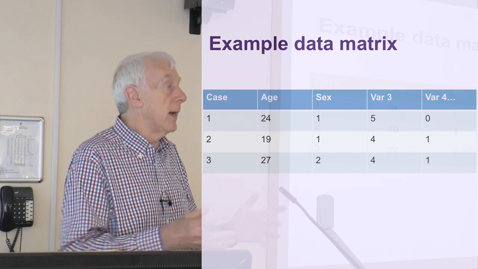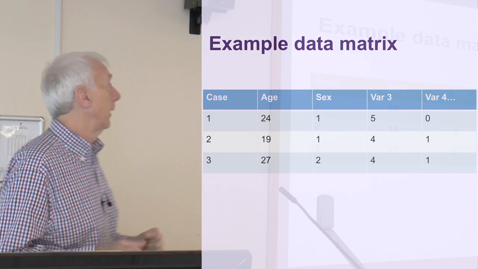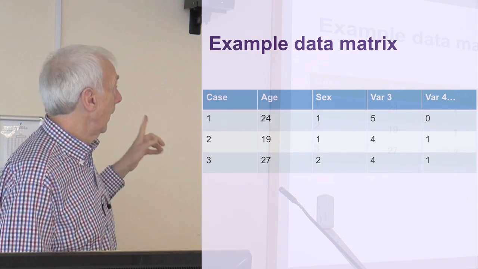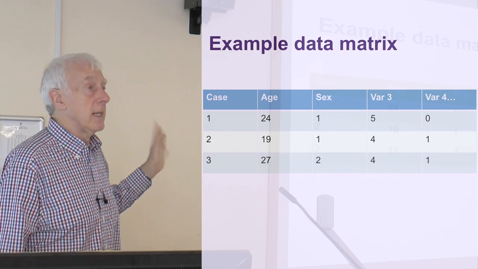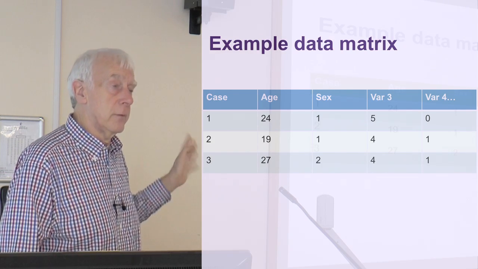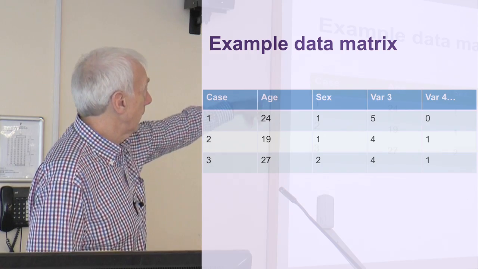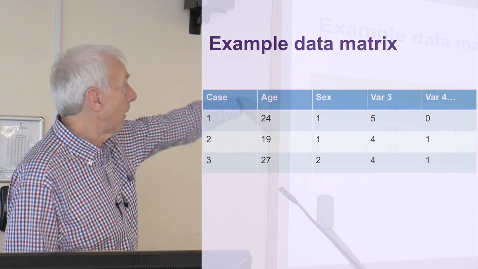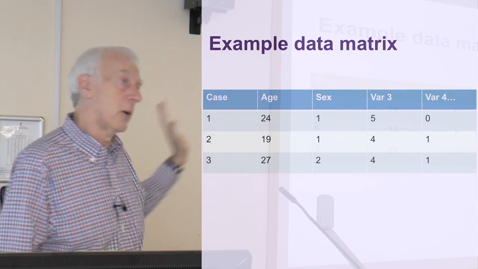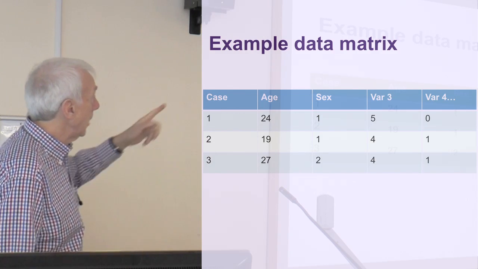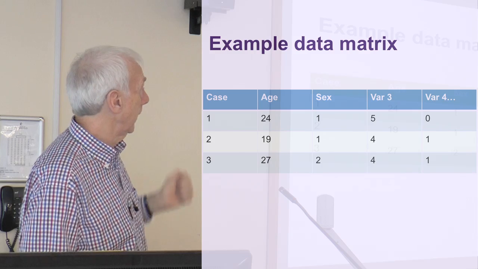So it's a way of tying up the paper versions with the data matrix. So that's the case number. We don't actually use the case number in any analysis. That's just for tidiness and management, if you like. Then we have some variables, age and sex, I've just named them, and then variable 3, variable 4, and so on across the page, column after column for each of the variables. And in each cell in the matrix, you put the actual value.